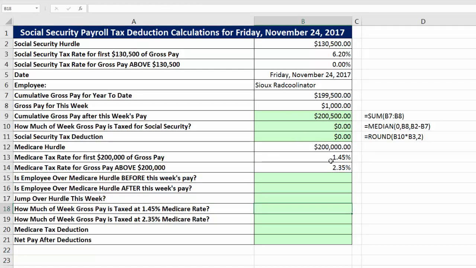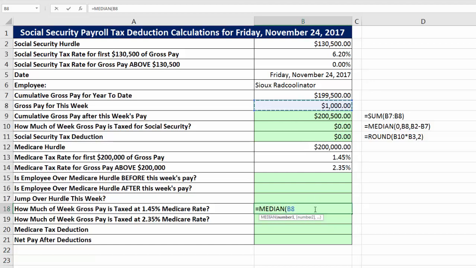Now the parallel is this. That's the tax rate for under the hurdle. That was the tax rate for under the hurdle. So the way we calculate the amount for tax rate under the hurdle is median. So we can do that here. Equals the median. Doesn't matter which order. I'm going to put it in a different order just to show to you.